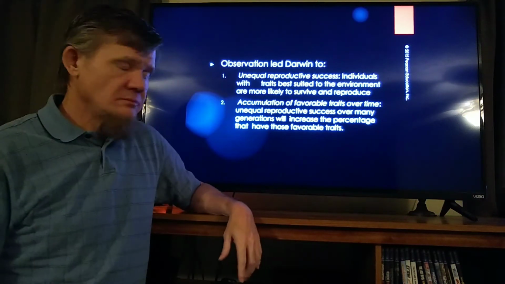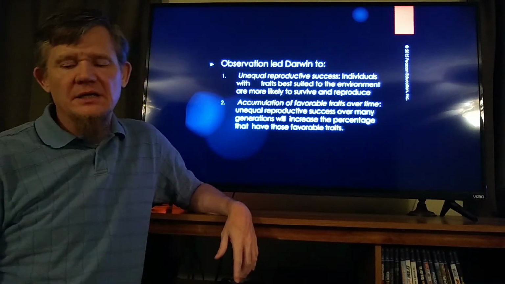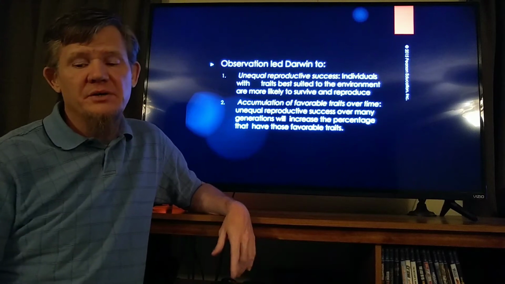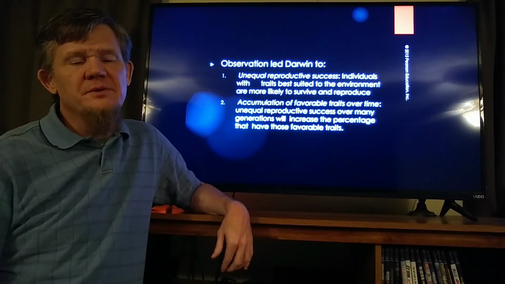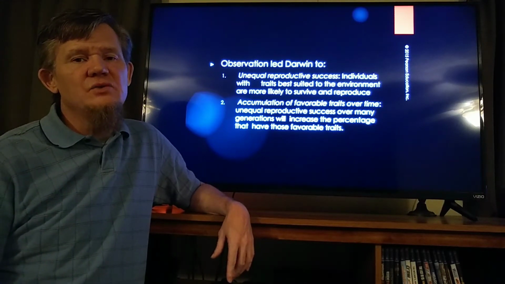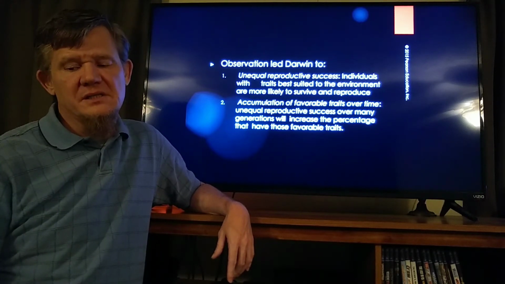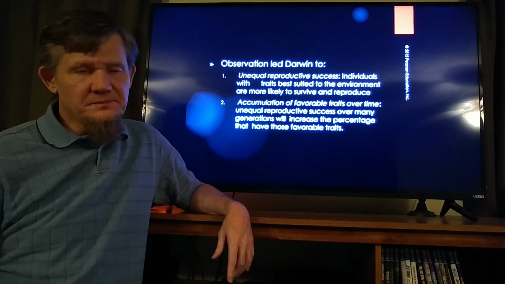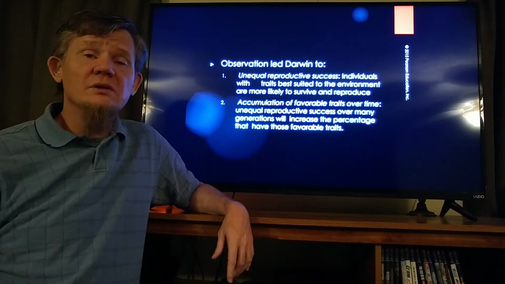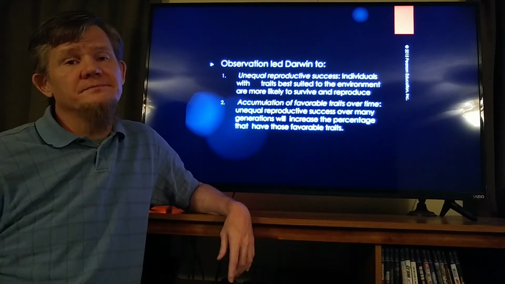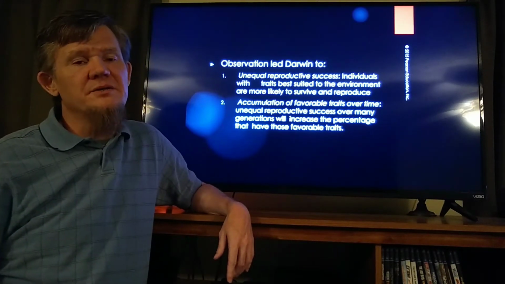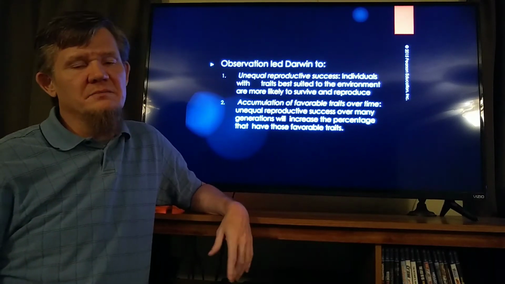Darwin's observations led to a number of principles. The first principle is that individuals have unequal reproductive success. What this means: some individuals have better traits than others. Because they have better traits than others, they will have more kids than others.